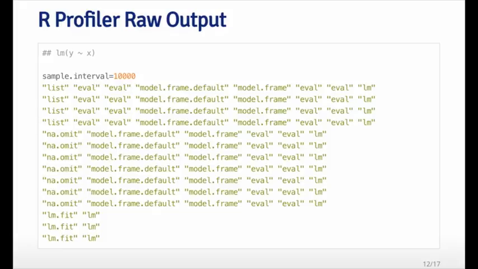What happens here is that each line of this output is the function call stack. At the very right is the top, and at the very left is the bottom, so to speak. So I'm going from right to left here: lm was called, and lm called eval, and eval called eval. And eval called model.frame, which called model.frame.default, which called eval again, and eval, and then list. All these functions call each other, so you can see that the function call stack goes down fairly deep.